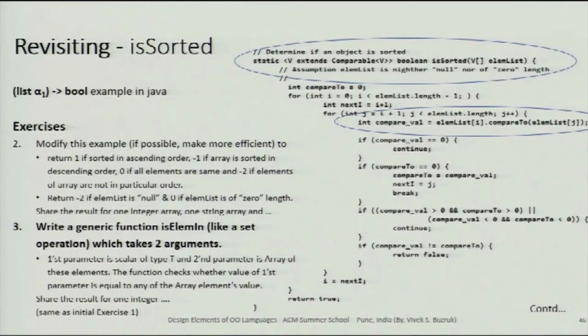Our earlier example, the one we started with, was isSorted. I can restrict isSorted too, by saying that V extends Comparable, then only I can use this isSorted. I want to allow isSorted to be used only for an array of V, where V is extending Comparable. So I am now defining that constraint on top of it.